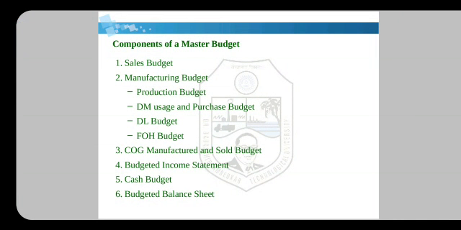Then components of master budget. First is sales budget, right? That comes under non-manufacturing unit. But in manufacturing budget, there are sub points. First is production budget, direct material usage and purchase budget, direct labor budget, overhead budget, cost of goods manufactured and sold budget, budgeted income statement, cash budget, and budgeted balance sheet. So these are the components of master budget.